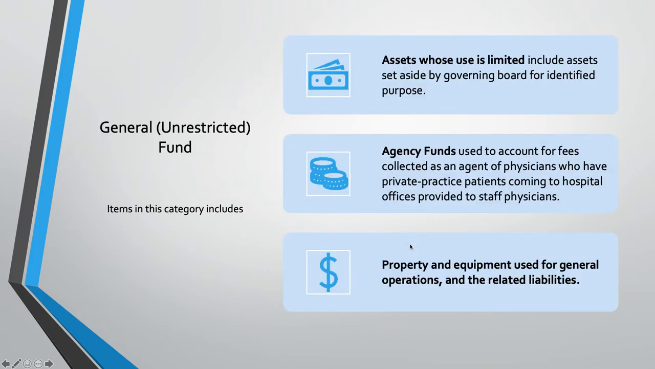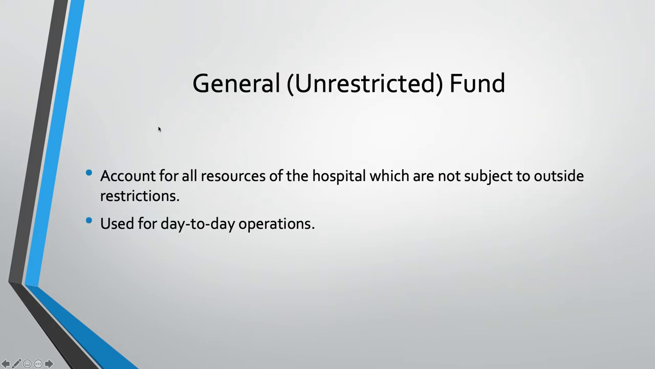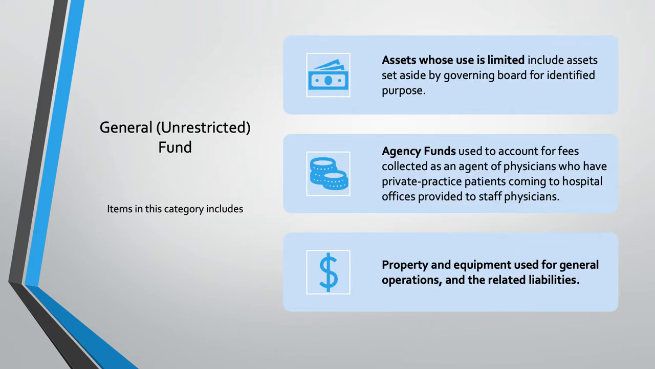Okay, while general unrestricted funds are assets whose use is limited, include assets set aside by the governing board for an identified purpose. Actually, these are already restricted. Okay, these are already restricted. General unrestricted funds and agency funds used to account for fees collected as an agent for physicians who have private practice patients coming to hospital offices provided to staff physicians, and property and equipment used for general operations and other related liabilities.